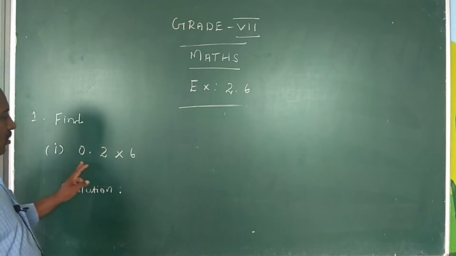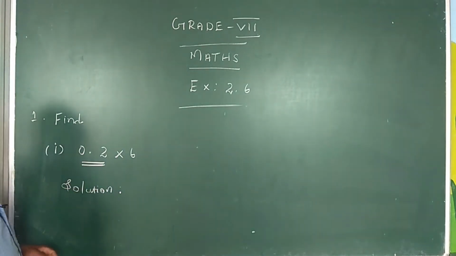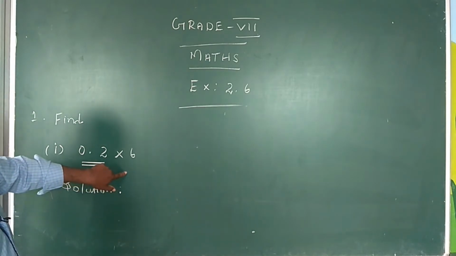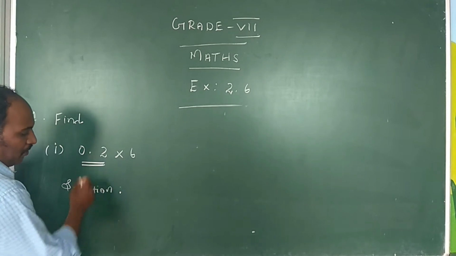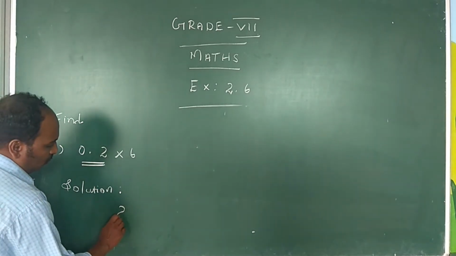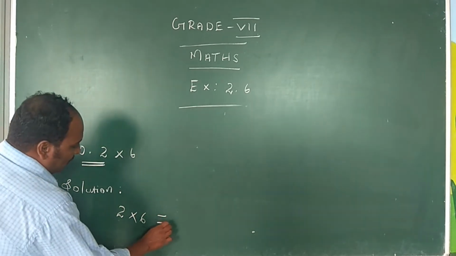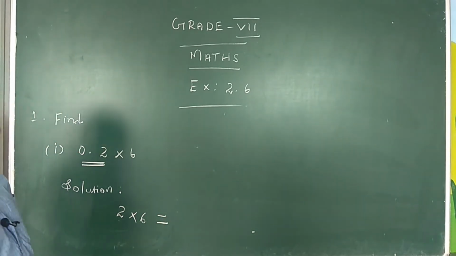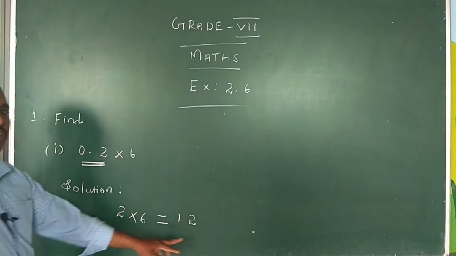Solution: 0.2 into 6. First we multiply two whole numbers, that means without decimals. 2 into 6 is equal to 2 sixes are 12.